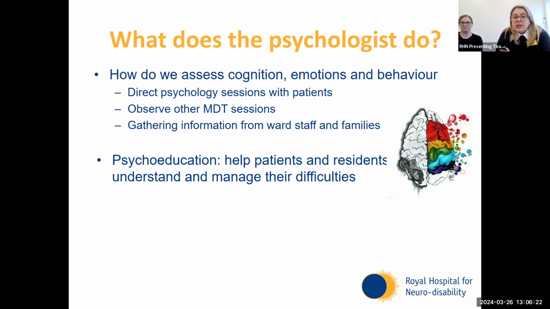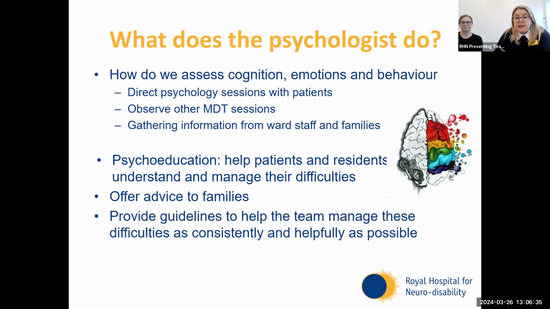We provide psychoeducation, so helping patients understand what's happened to them and manage their difficulties, and also providing that advice to family members to help them understand what's going on. We provide guidelines to help the team manage these difficulties as consistently and helpfully as possible, and listen to the feedback on those guidelines and adjust them as necessary.